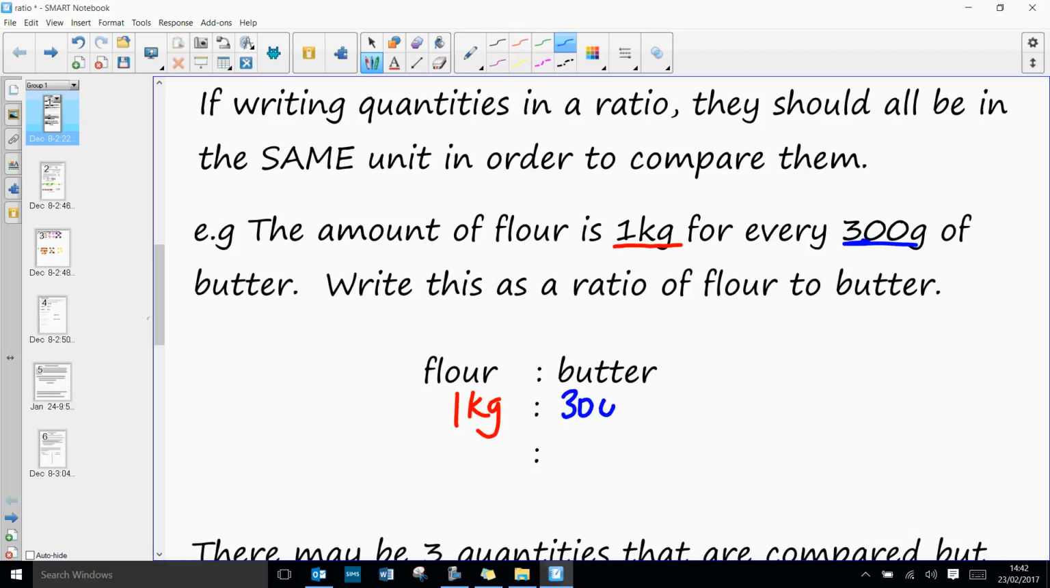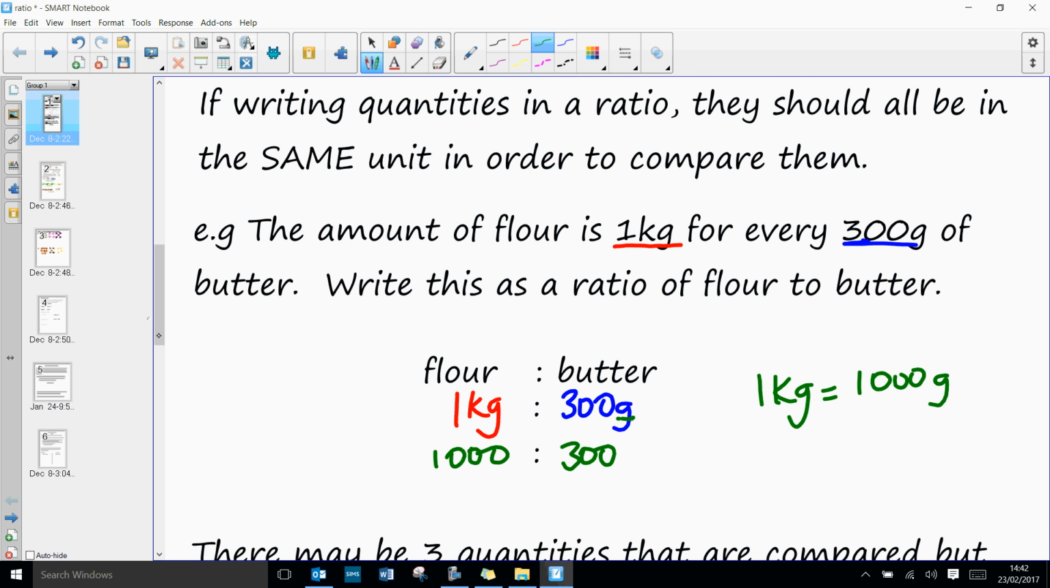In this case, or in any case, it's always easier to change both of them to be the smaller of the units, which in this case would be grams. So we're going to change them both to be grams. This one's obviously already grams, so that would just be 300. And we know that 1 kilogram is 1,000 grams, so this would be 1,000. So 1,000 to 300.